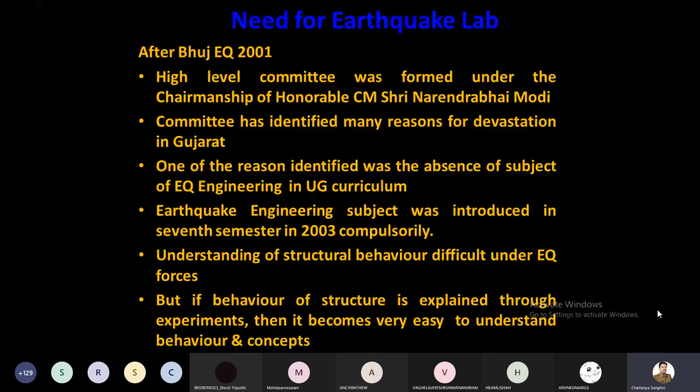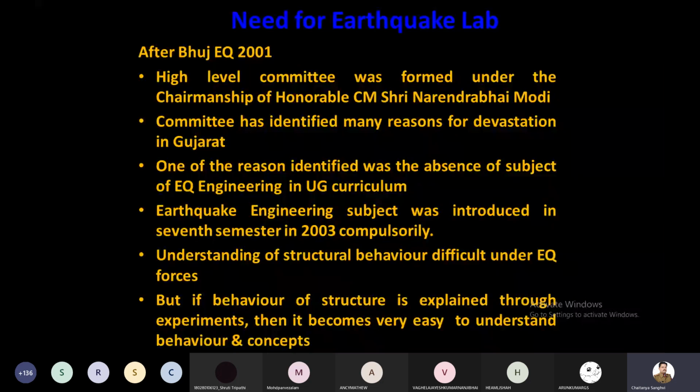And therefore we said that if we develop a very low cost earthquake lab setup, then people will purchase this laboratory setup, right? And we start working in that area. So we started developing an earthquake lab, right? If it is explained through experiments, then it will become very easy to understand the behavior of the structures and the concepts of earthquake resistant design or the lateral load distribution. It will be very easy, and that's why this earthquake lab is needed, right?